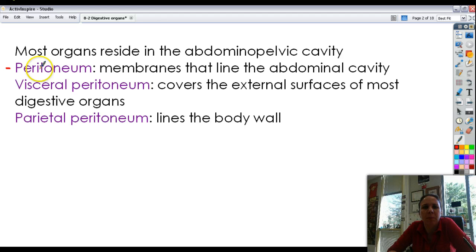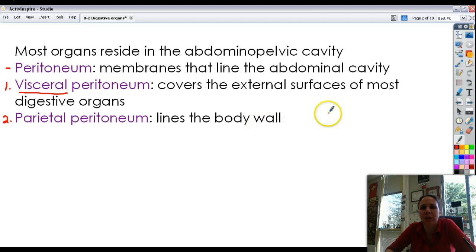The peritoneum, if you remember, is all the membranes that line the abdominal cavity. So there are membranes that line the actual outside of the cavity, but also sit on top of the organs themselves. So if you remember, the peritoneum can be split into two chunks. Chunk number one, the visceral. Remember, visceral means sitting on top of the organ. So these are all the tissues and layers that cover the outside of most of your digestive organs. And then we have two, the parietal, which lines the abdominal pelvic wall.